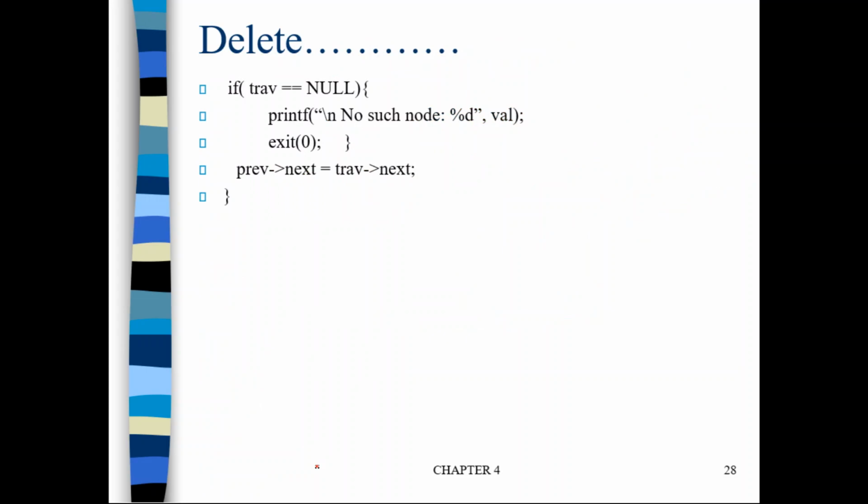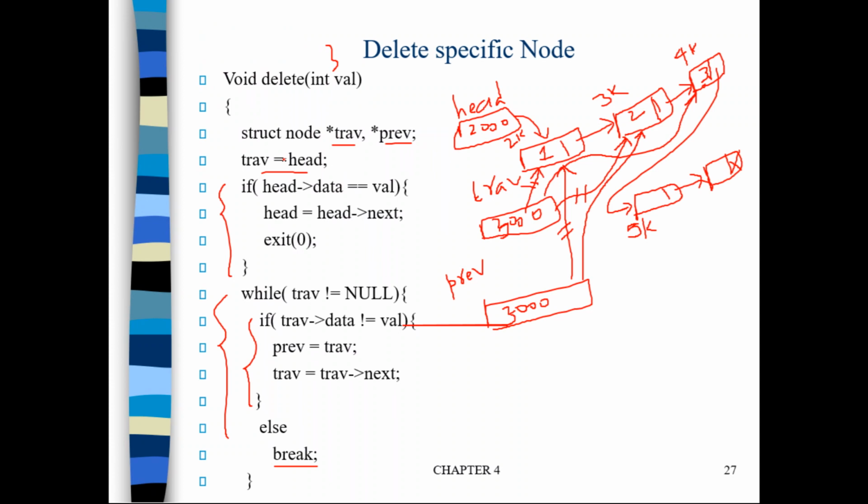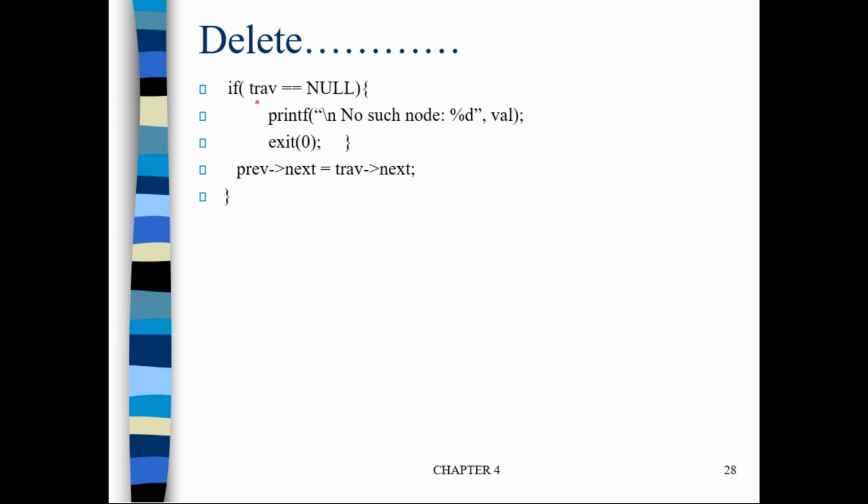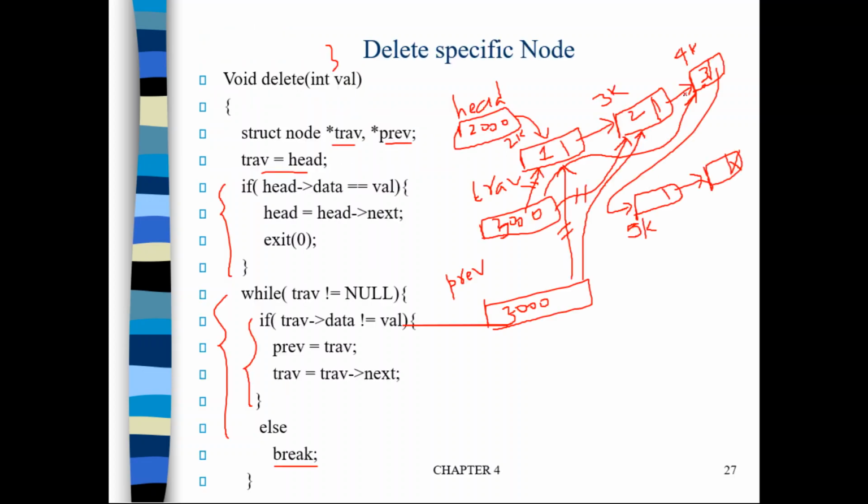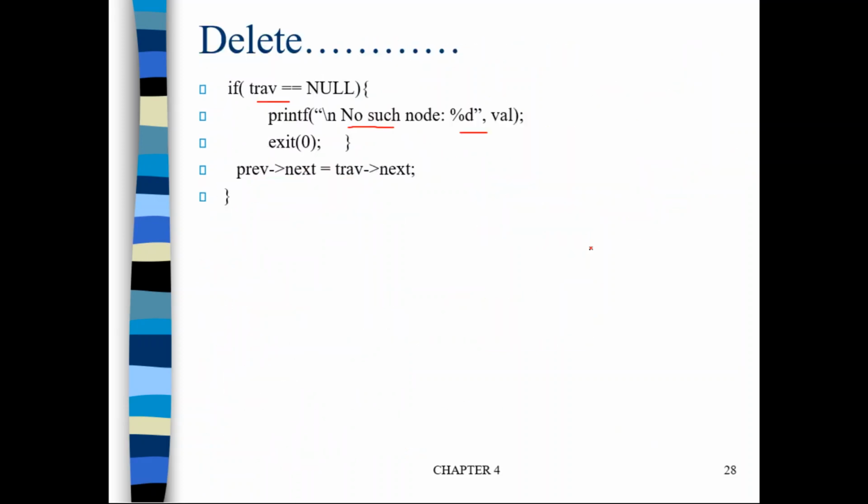After breaking the while loop, again we check why we have broken the while loop. There can be 2 reasons. Either you have passed through the entire linked list and been unable to find a node with this value. We are checking whether that is the case. If traverse is equal to null, then it means that there is no such node with that particular value. So we say no such node with that value and we exit. Otherwise, we should make previous next point to traverse next. That's it. So previous node's next will point to traverse node's next.